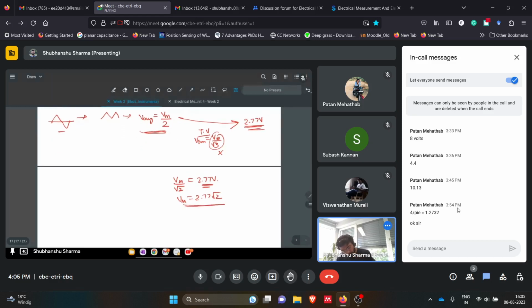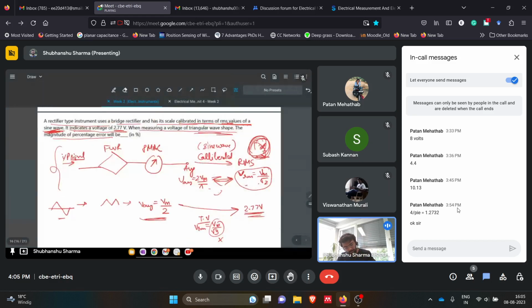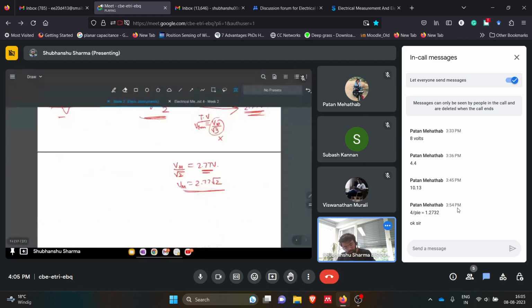Now we are going back. If this was Vm, what average value would this PMMC meter have read? That is according to 2 Vm by pi. So V average is 2.77 root 2 divided by pi. This was the value which it would have read to give this display value, which is around 2.495.